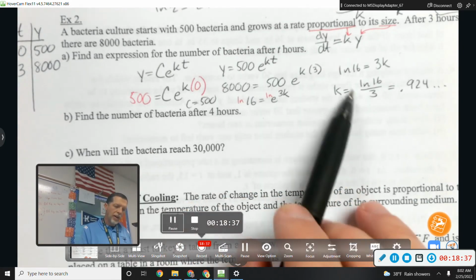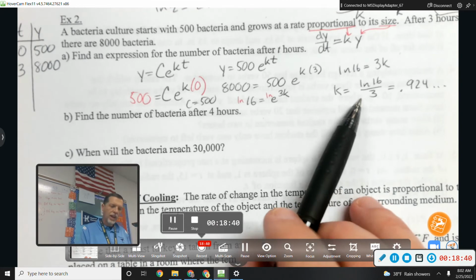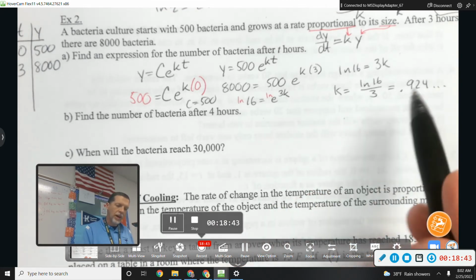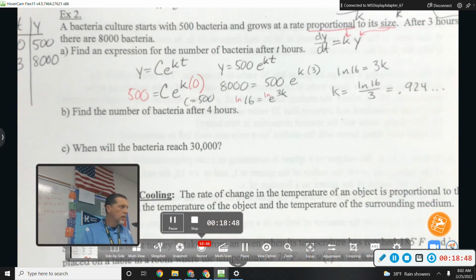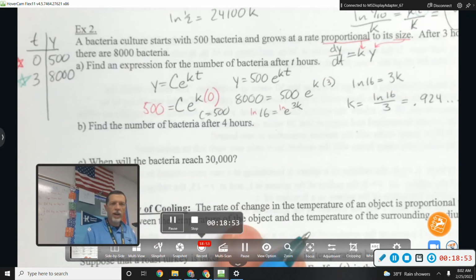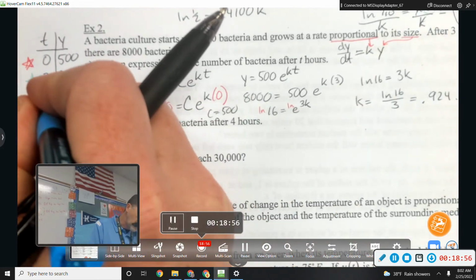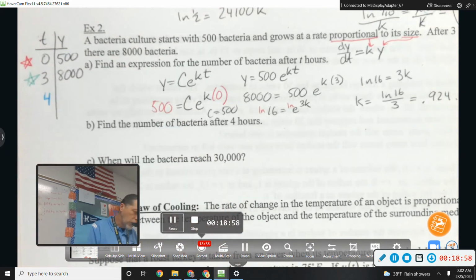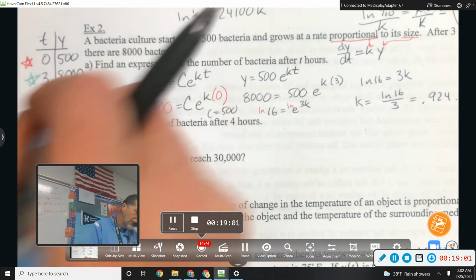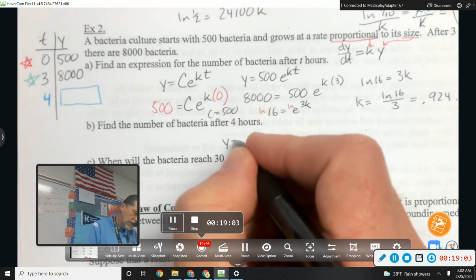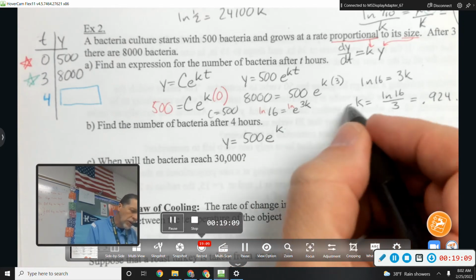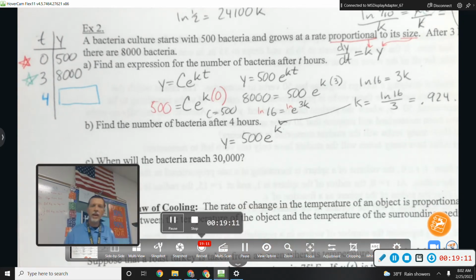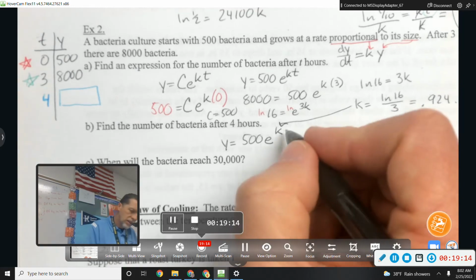So algebra, algebra, algebra, hopefully you get there for k. Put that in the calculator, leave it in the calculator, don't use 0.924, use the full thing. Find the number of bacteria after 4 hours. So again, back to my table that helps keep all this information straight. At 4 hours, I need to know how many bacteria there are. y equals 500 e to the k, but I know k, so I don't need to write it out. My calculator knows k. Times 4.